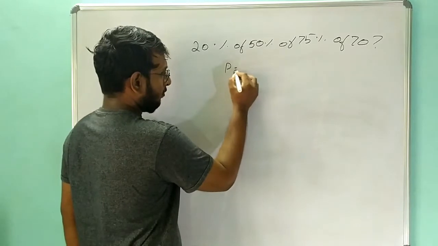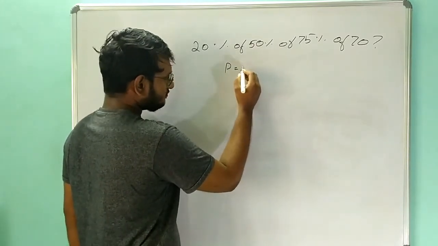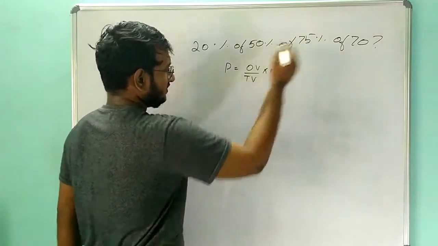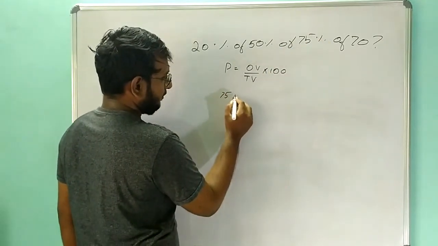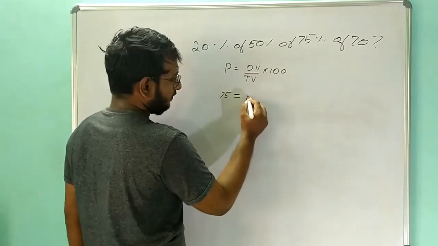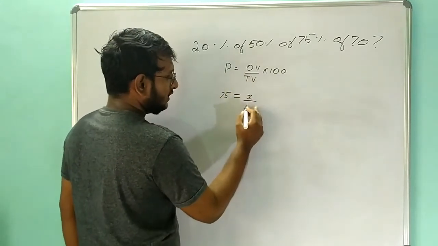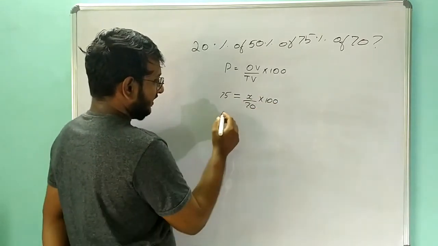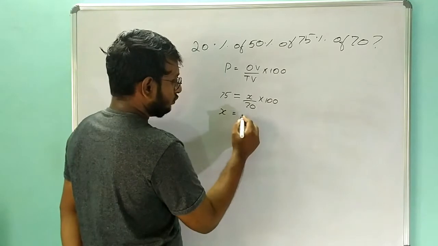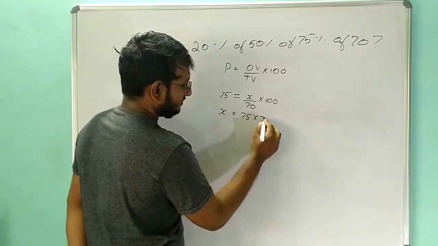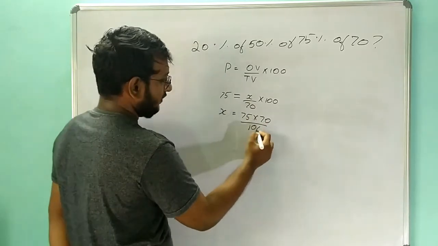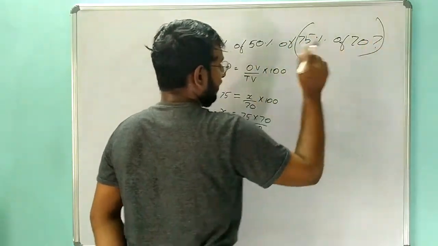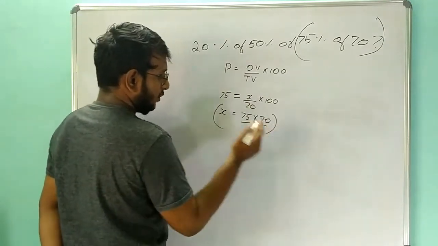What is the percentage formula? The percentage formula is nothing but obtained value divided by total value into 100, right? So 75% of obtained value, which we don't know, that is what we are going to find. 70 is the total value into 100. So x is equal to 75 into 70 divided by 100. This is the value for this part, so x will be the value of this part.